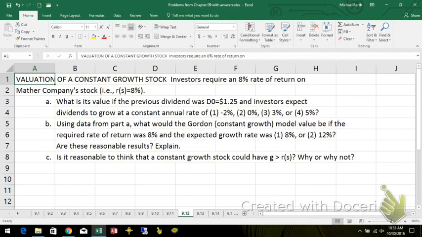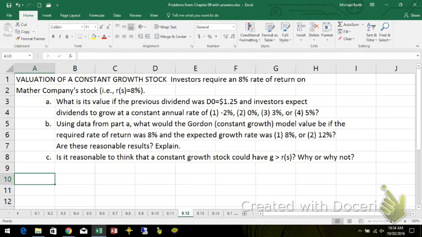This is problem 9.12 from the Brigham and Houston Fundamentals of Financial Management Concise 9th edition. And this one's kind of whatever. We're given a required rate of return of 8% on this company stock. Using RS is what the authors are using. I use K for required rate of return.